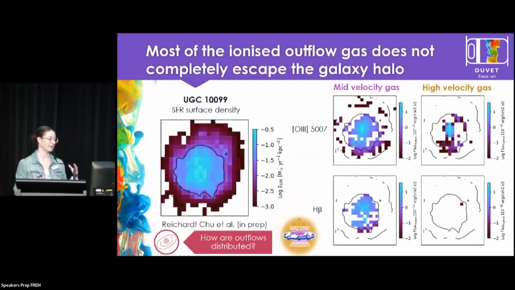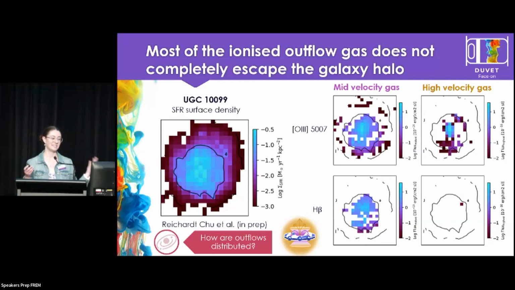So then we can look at an example of how this is working. This is a UGC galaxy. It's one of our DUVET targets. And we can look at the flux which is coming in all of these different bands. So we've got mid-velocity gas and high-velocity gas. What we're finding is that most of the ionized outflow gas does not actually completely escape the galaxy halo. Most of it is in that mid-range velocity band. There's also a difference between what we find for O3 and what we find for H beta, and this may have to do with the ionization state of the gas.